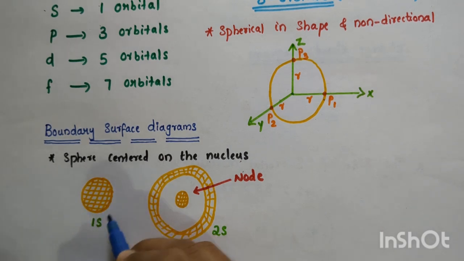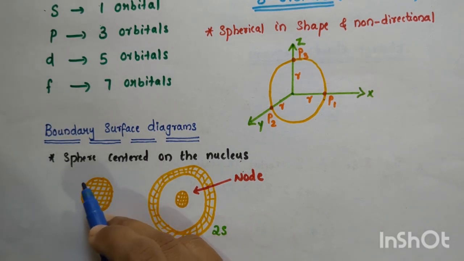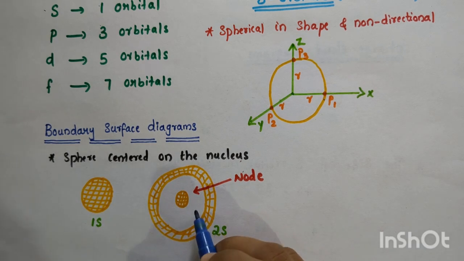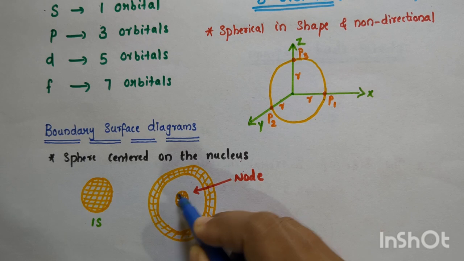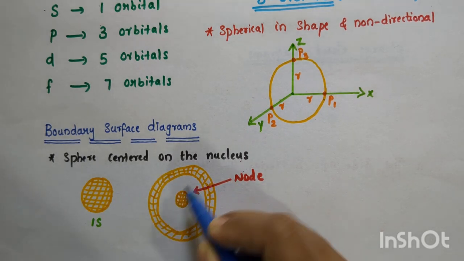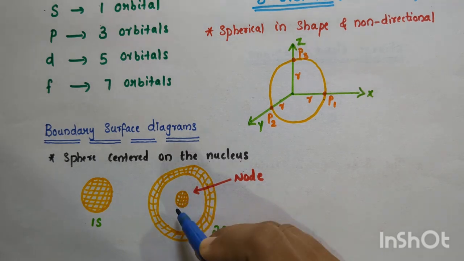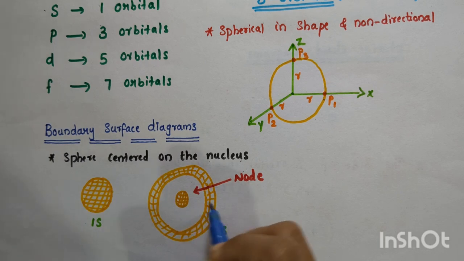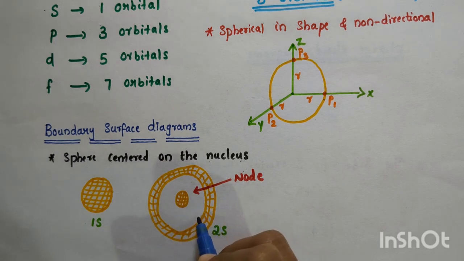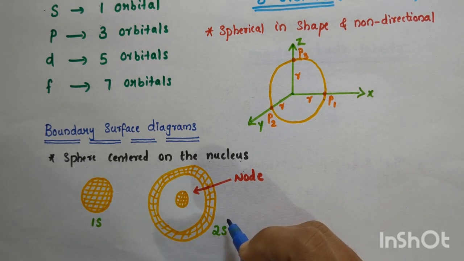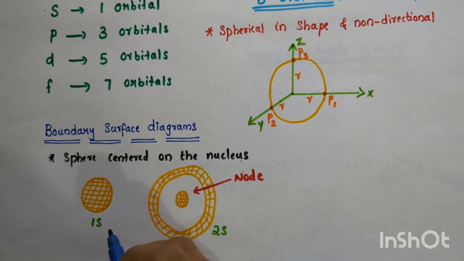For the 1s orbital, the boundary surface diagram is a single continuous sphere. For the 2s orbital, the boundary surface diagram is like two concentric spheres with a nodal space in between. Both 1s and 2s boundary surface diagrams are spherical, but the 2s orbital is larger than the 1s orbital.